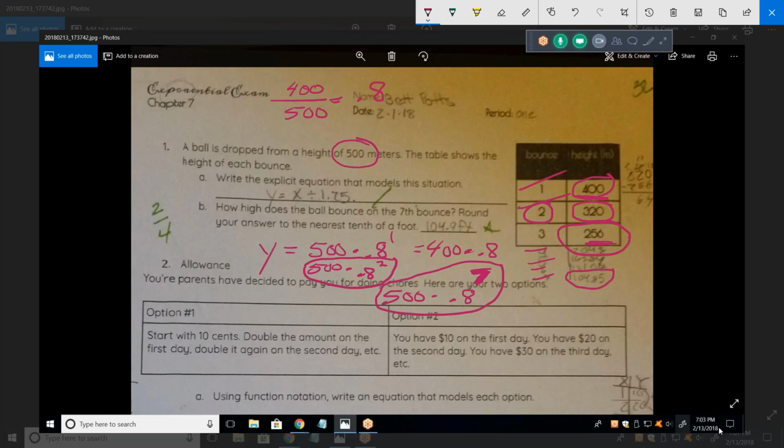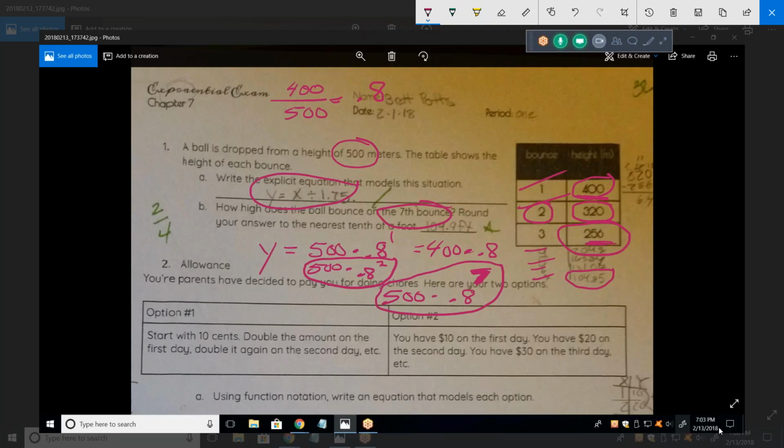Okay. So would the equation be y equals 500 times 0.8 to the x power? Yes, where x is the number of bounces. Okay. So you're doing it where x is equal to 7. How high is it on the 7th bounce? Now, this equation you have right there, she probably didn't take off any points for that. Is that correct? I'm not sure.